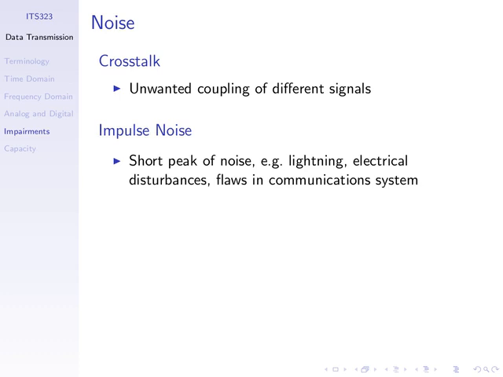The other case is impulse noise, caused by things like lightning, some electrical fault, or some mistake in the building of the communication system, where we have some peak of noise. If a lightning strike hits this building, it's going to send a large impulse of energy through our communication system, and for that period of time we'll have an impulse of noise.